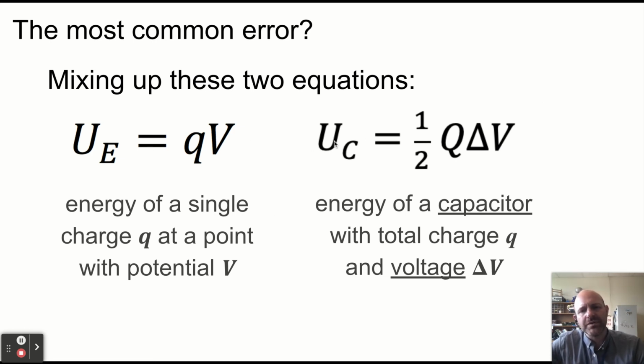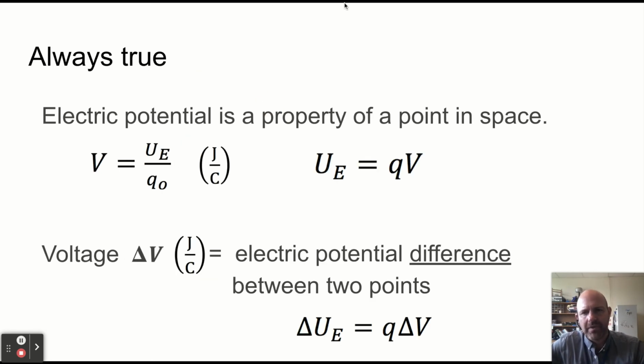That's why we use different symbols, even though they're both technically electric potential energy. UC is the energy stored in a capacitor. UE is the electric energy that a single point charge has. We know that electric potential is a property of a point in space, and so that's always true for any individual particle. So we want to be careful about that. We can always use that one for those, but this doesn't give us the charge or the energy stored in the capacitor, and that's a little bit different.